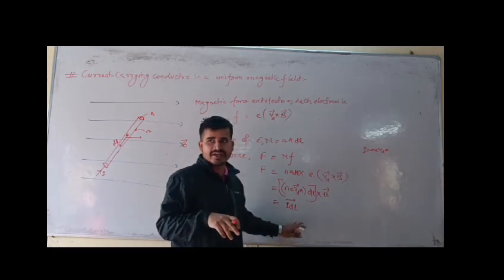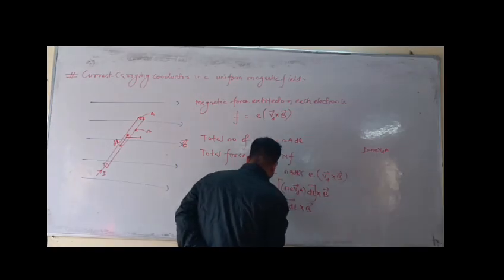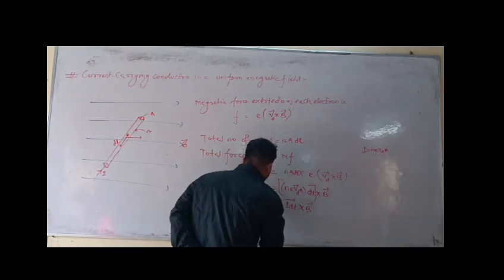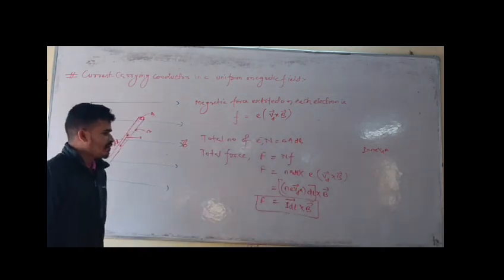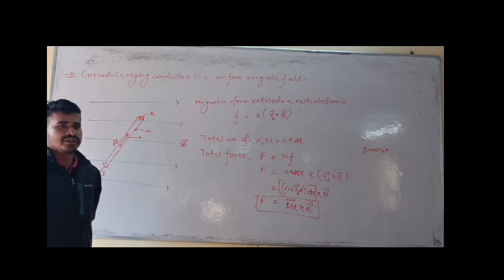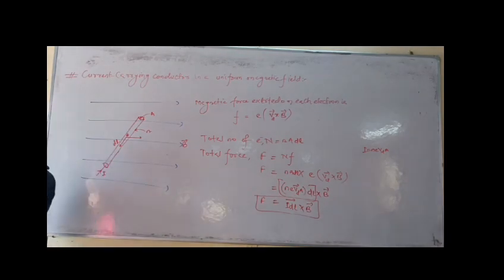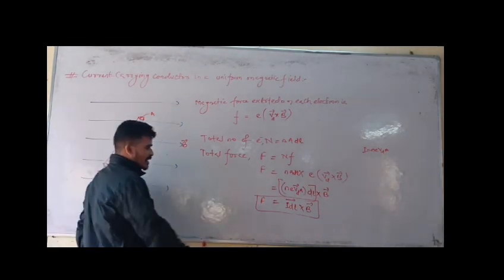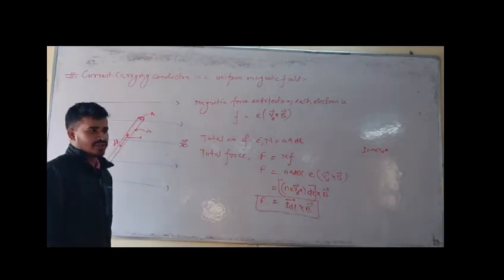The current element I dL cross B is the force acting on the current carrying conductor. Vector I dL cross B is the force acting on the current. Tell me the direction of this force here. You got the direction? I dL cross B.